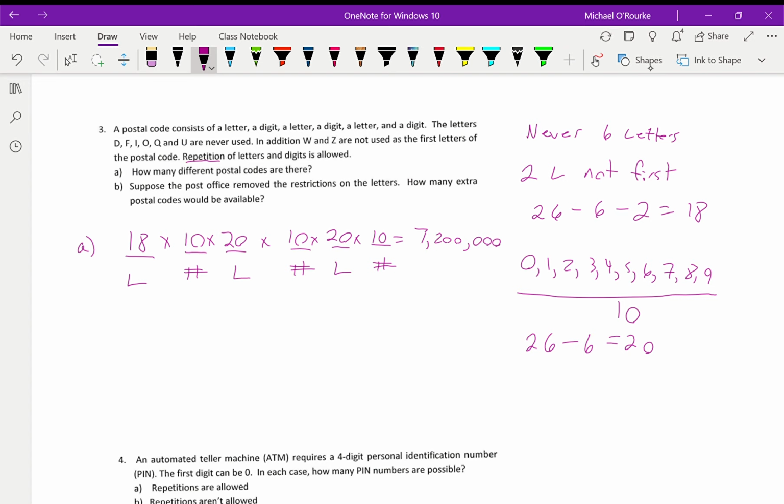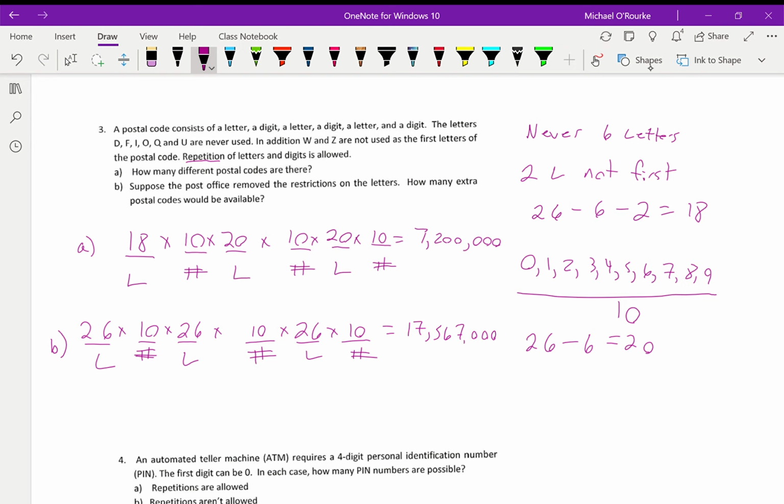Now, B says, suppose the post office removed restrictions on all letters. How many extra postcodes would be available? Okay. So same pattern. Letter here, number, oops. Number, letter, number. Okay. Now, if we had no restrictions, this would be 26, 10, 26, 10, 26, 10. We're going to multiply all those together, which is going to equal an enormous number of 17,567,000.